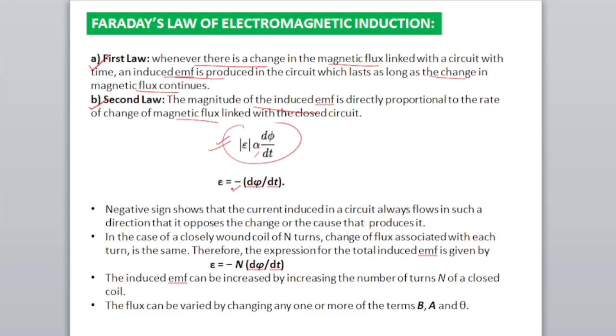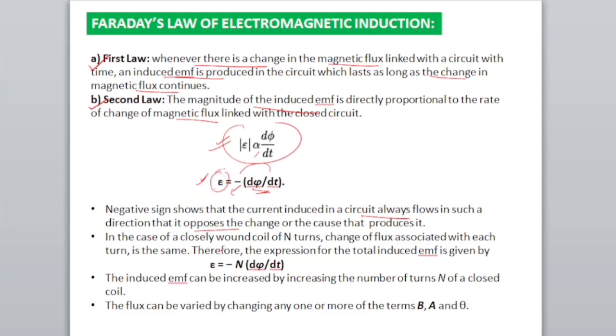Why is this negative sign there? The negative sign shows that the current induced in the circuit always flows in such a direction that it opposes the cause which produces it. Who produces this EMF or current? Change in magnetic flux. So the direction of this EMF is such that it opposes the change in magnetic flux. Also, the direction of change in magnetic flux and induced EMF are opposite to each other.